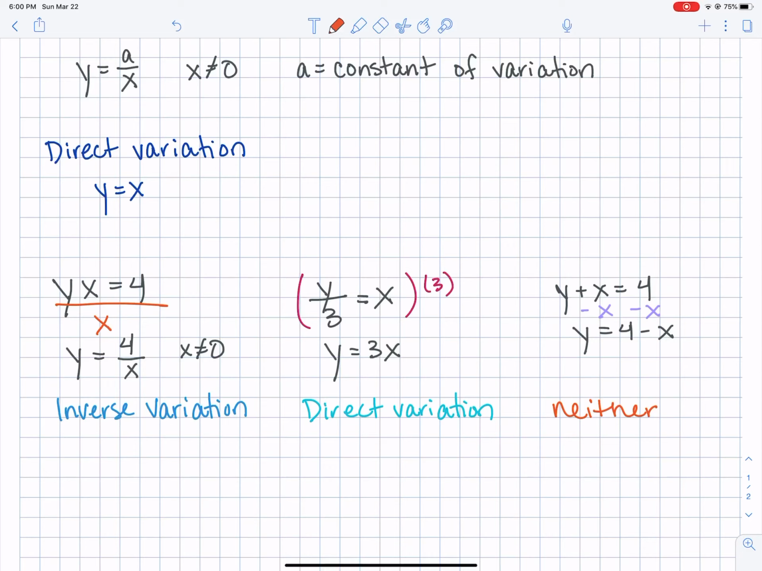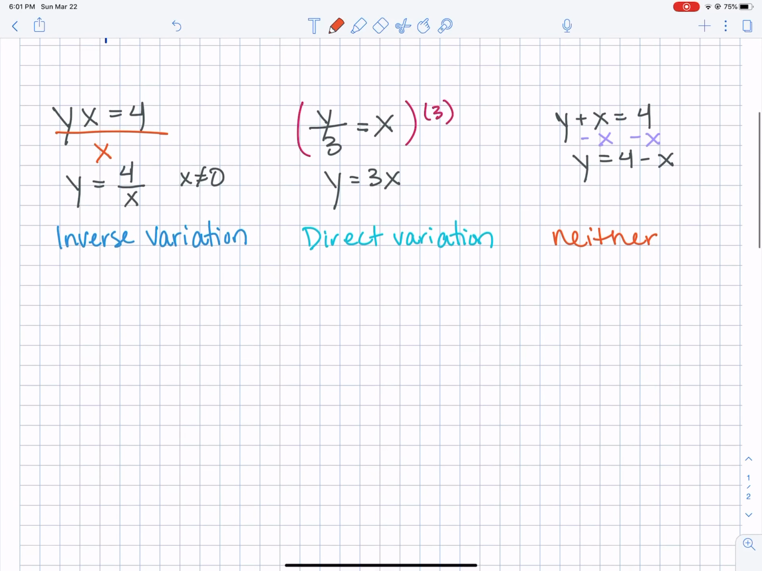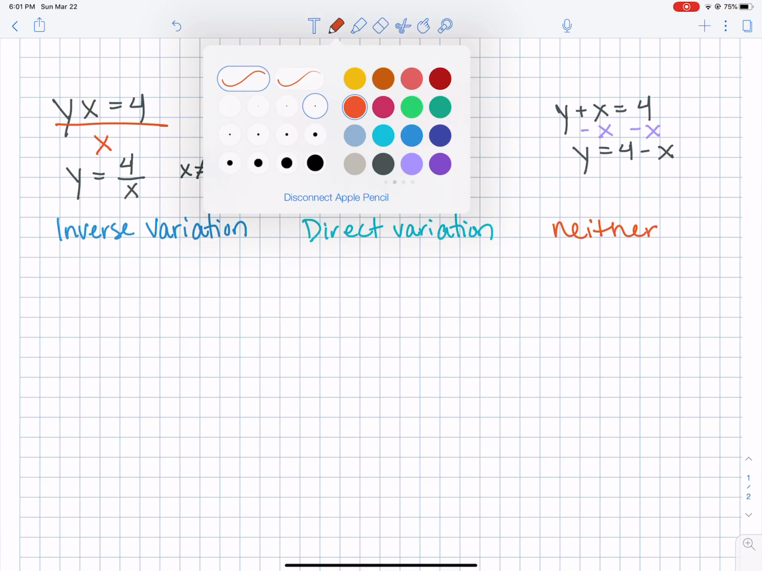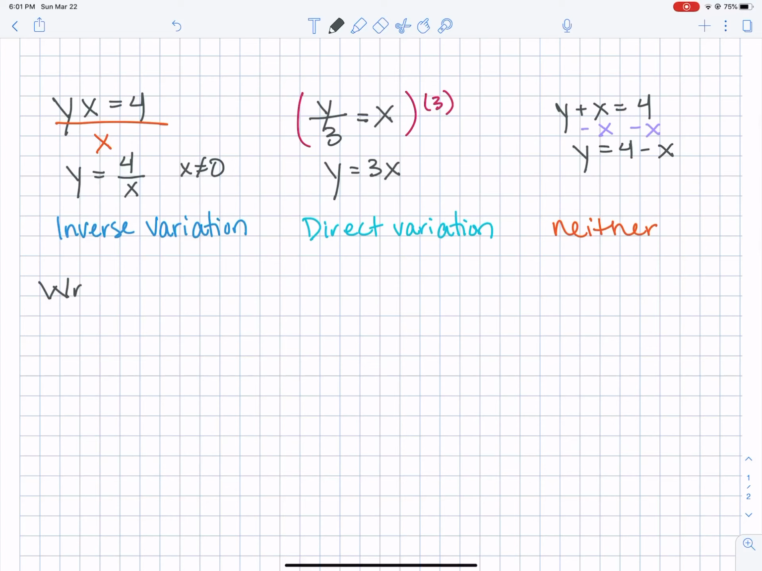The one thing that I do want to point out about this is that as of right now, they don't have any constants with inverse and direct variation. However, the neither one does. Okay, so moving on to one more topic in 7.1, and that is the idea of writing inverse variation equations.